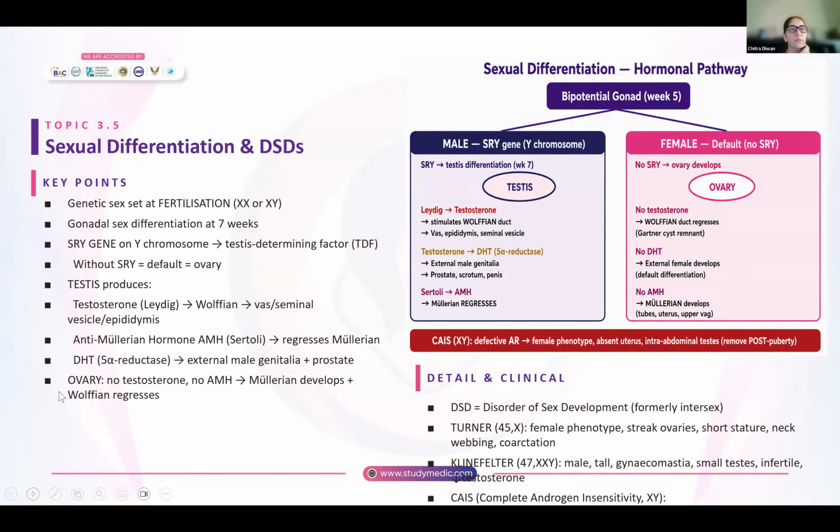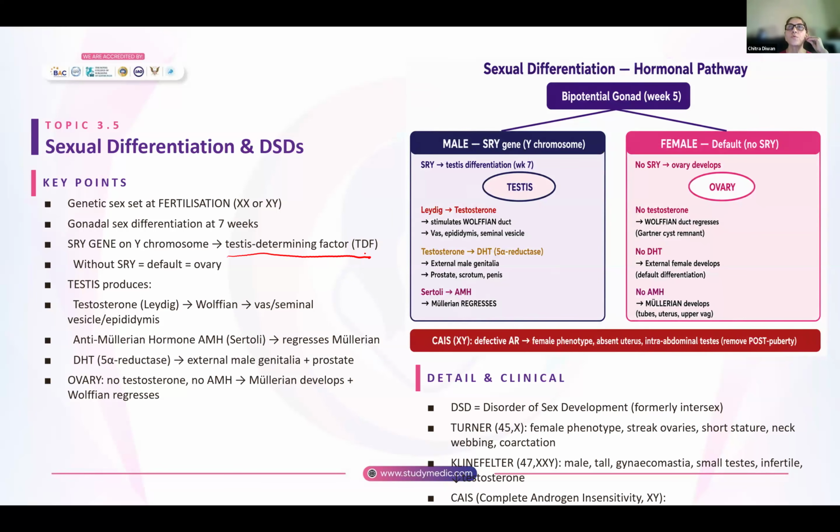Now, how is that determined? You have the SRY gene that is present on the Y chromosome. If the Y chromosome is there, you will have this SRY gene, and this SRY gene gives rise to what is called the testis determining factor, or TDF. If TDF is absent, then by default, because there is no SRY, you will get formation of the ovary.